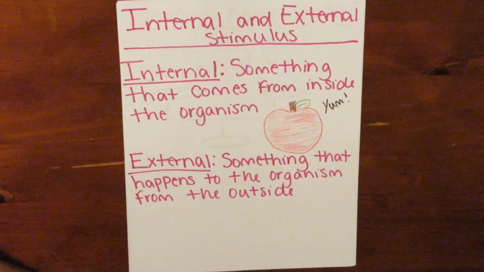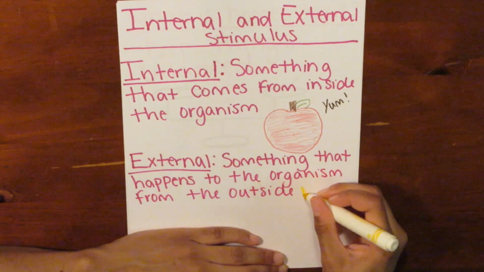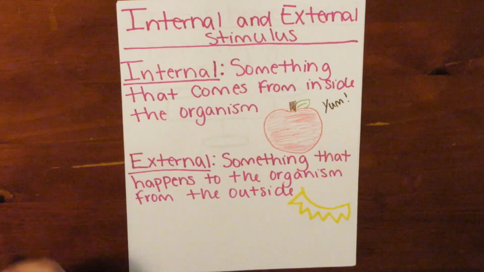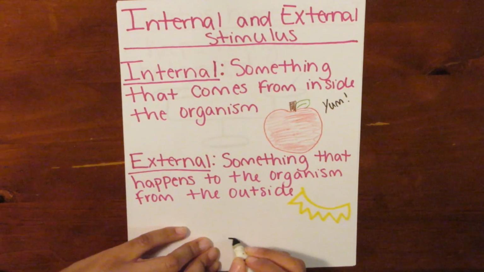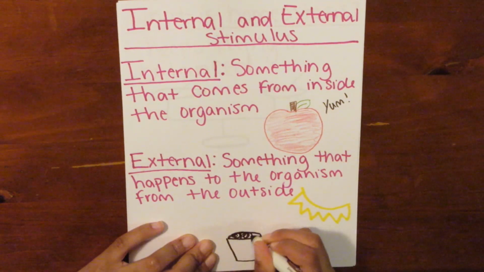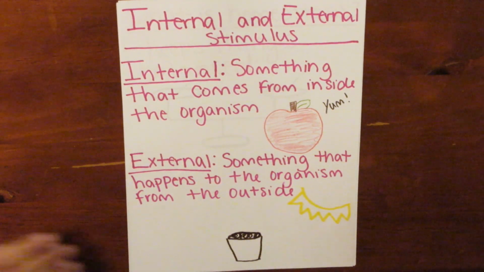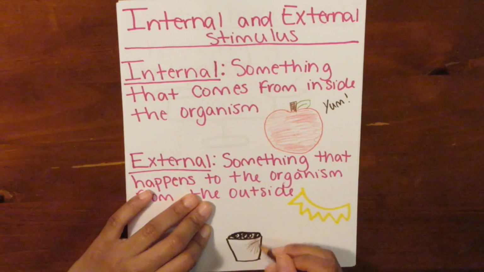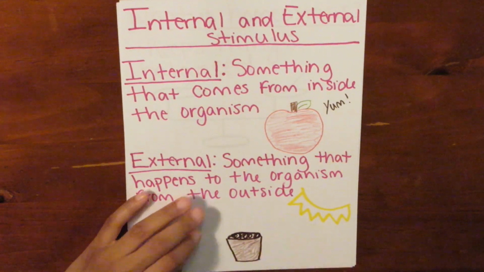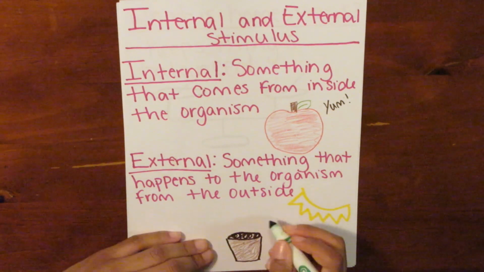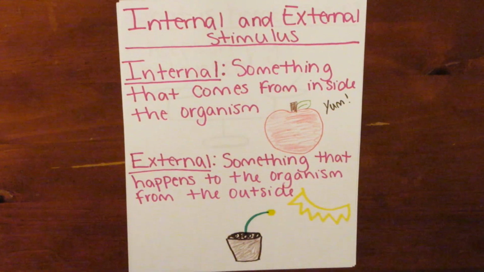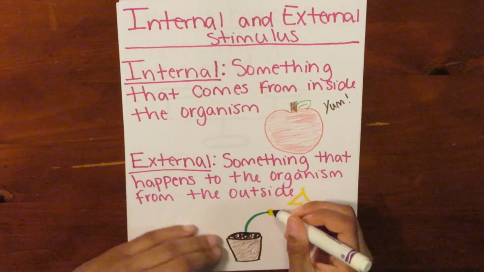So the picture that I'm going to draw for this one, I'm going to draw my sun. And we talked about this yesterday. What happens to plants when the sun is not directly over them? They're going to grow towards the sun. So the sun acting on the plant is something that's happening on the outside. The plant is sensing the sunlight from the outside. So that's why that's an external stimulus for the plant to grow towards the sun.